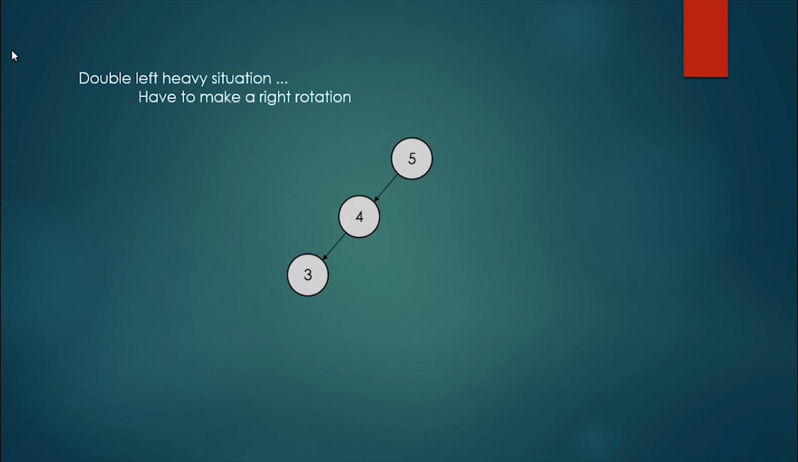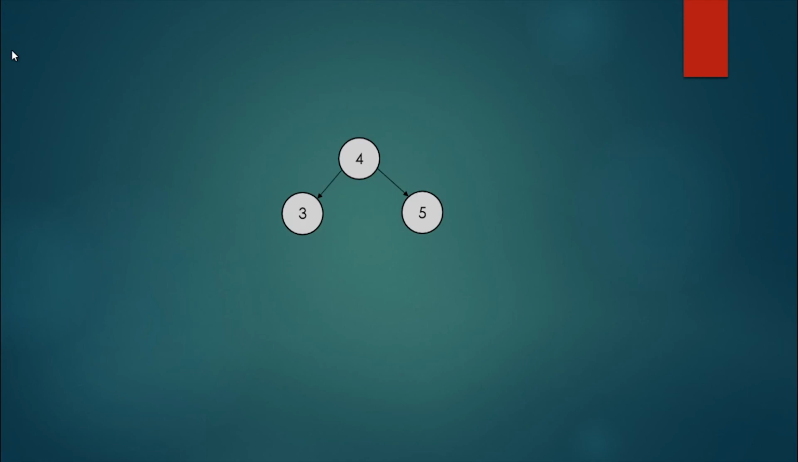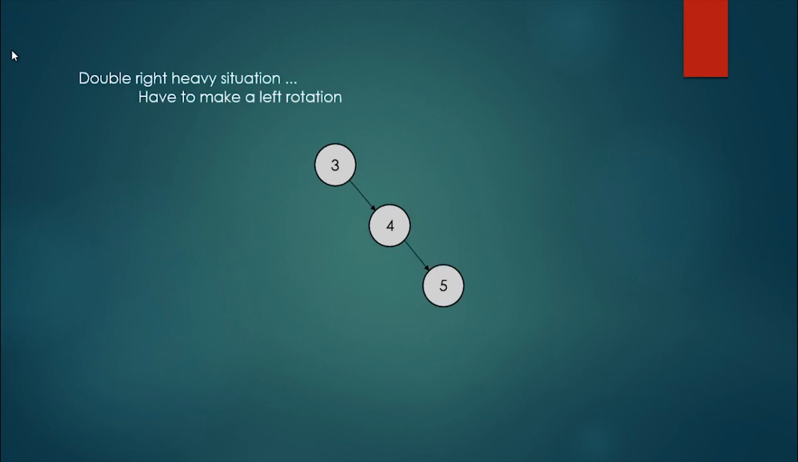So for example, we have a doubly left heavy situation, so we have to make a right rotation. We have to make a right rotation on the node 4, and it's going to solve our problem. Then we have a situation like this. This is the double right heavy situation. Then we have to make a left rotation on the node 3.